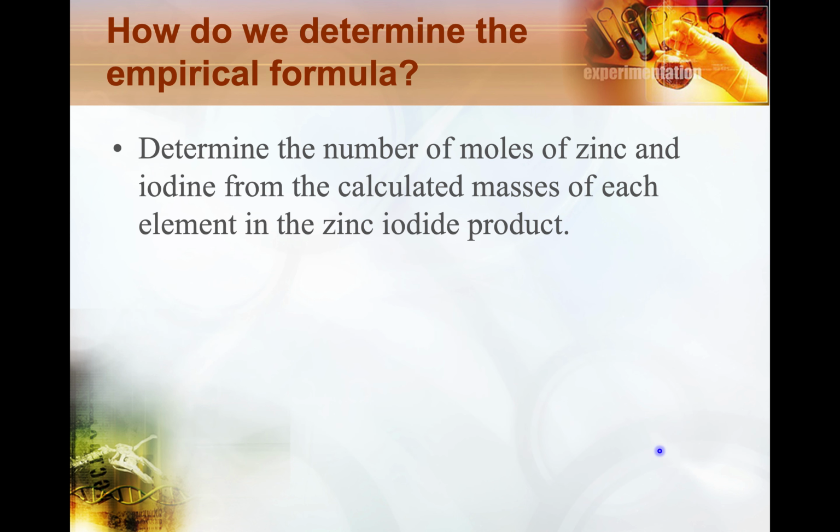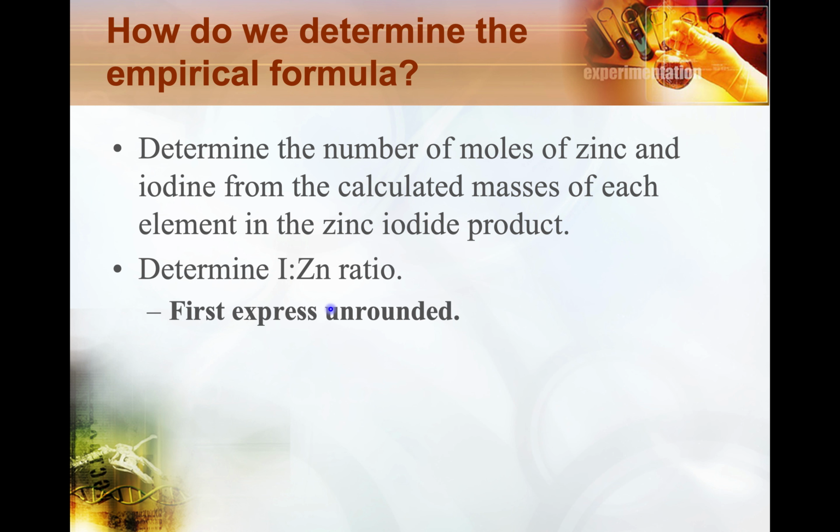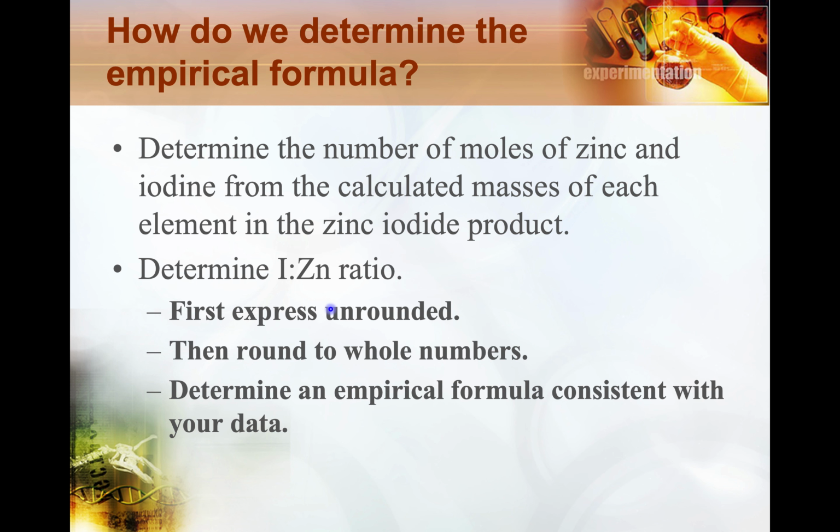From there, now that you know the mass of the zinc in the zinc iodide and the mass of the iodine in the zinc iodide, you can then use the molar masses to find out the number of moles of zinc and iodine in the zinc iodide product. And with those number of moles, you can then determine the ratio of iodide to zinc. At first, you should report the ratio unrounded, and this will be a measure of how close you are to determining the ratio, and will also give you a hint if you've overestimated or underestimated the amount of either the iodine or the zinc. Then you should round to the whole numbers to best estimate what that ratio, that empirical formula, should be. And this will then give you your final answer to find the empirical formula that's consistent with the data that you have.